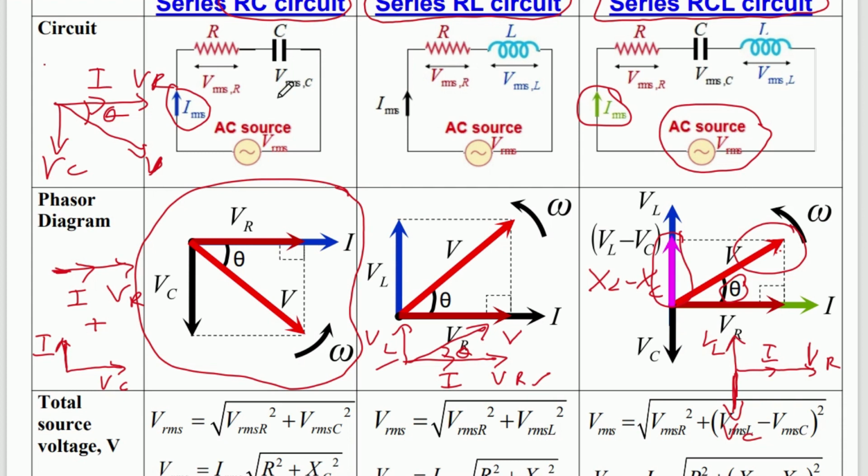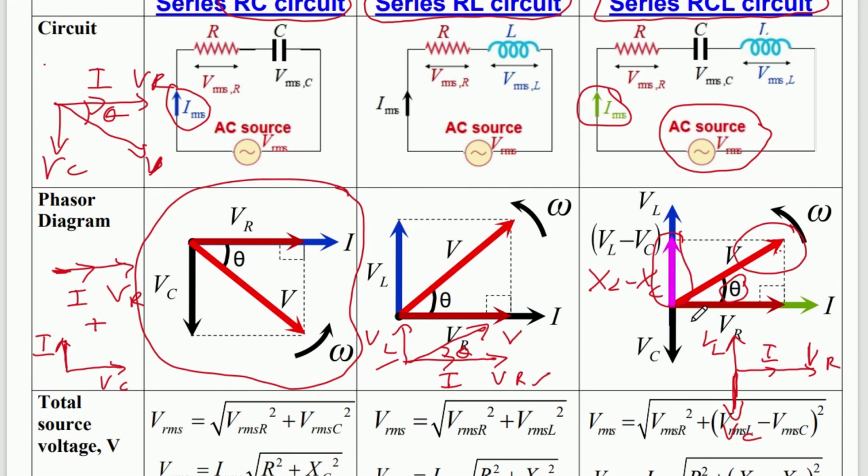Once again: the phasor diagram for the RC circuit is a combination of the phasor diagram of the pure resistor and the pure capacitor. The phasor diagram for the series RL circuit is a combination of the phasor diagram of the pure resistor and the pure inductor. The phasor diagram for the RCL circuit is a combination of the phasor diagrams for the resistor, capacitor and inductor.